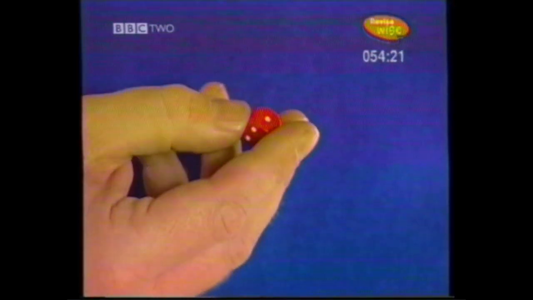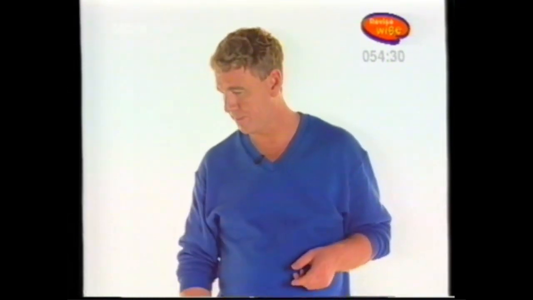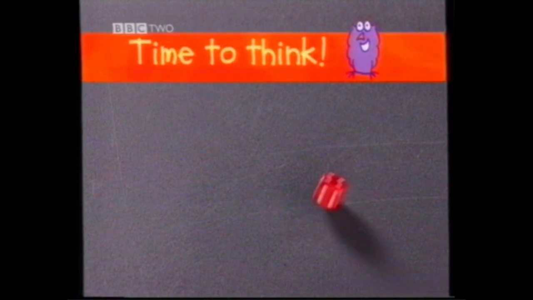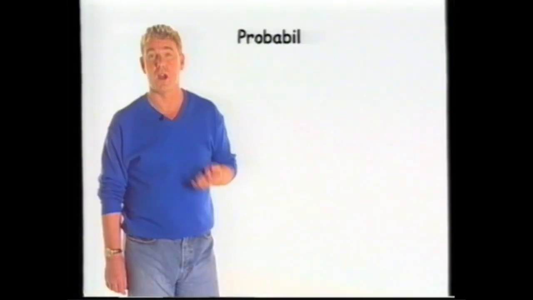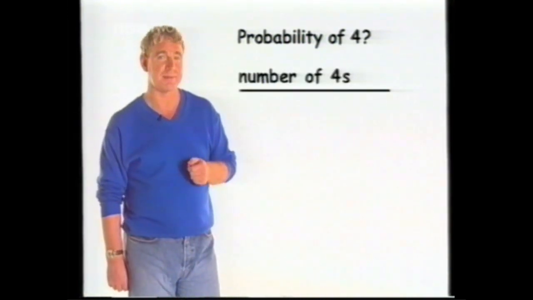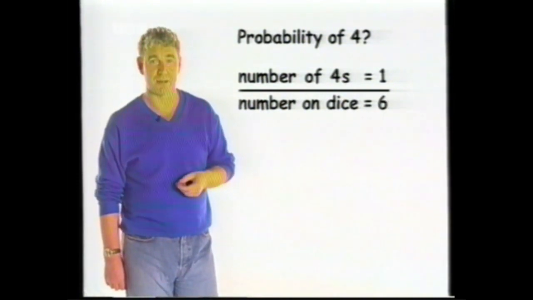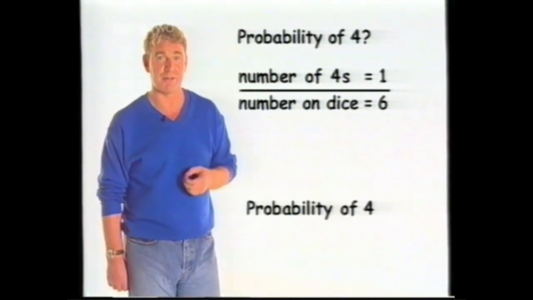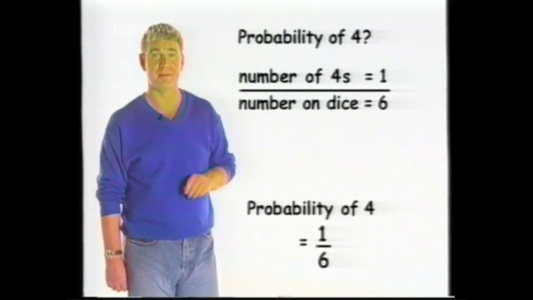A fair dice has 6 faces with 1 to 6 spots on them. And when I throw a dice, what is the probability of me getting, say, a 4? OK, let's work it out. How many 4s are there on the dice? 1. How many numbers are there on the dice altogether? 6. So the probability of throwing a 4 is 1 divided by 6, and that's 1/6.